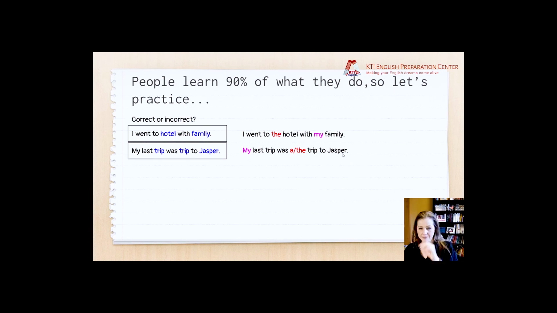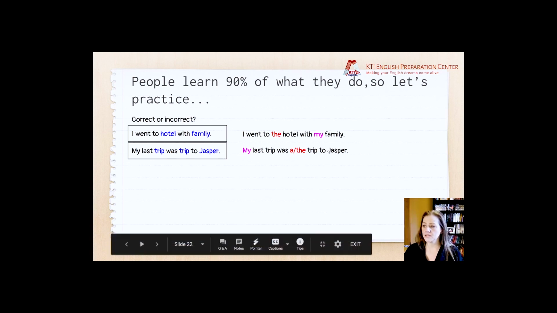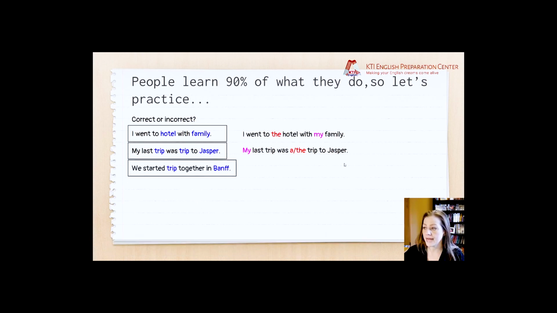Now remember, names don't necessarily have to have the determiner a or the. We wouldn't say my last trip was the trip to the Jasper. We could say the town of Jasper. But we're not going to say, we'll leave the determiner out there because it's specific. It's already got that name.